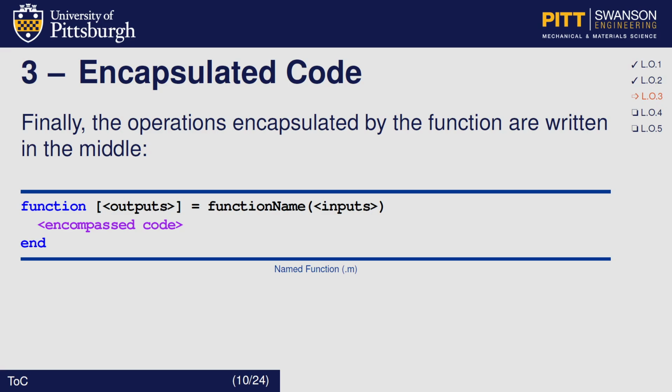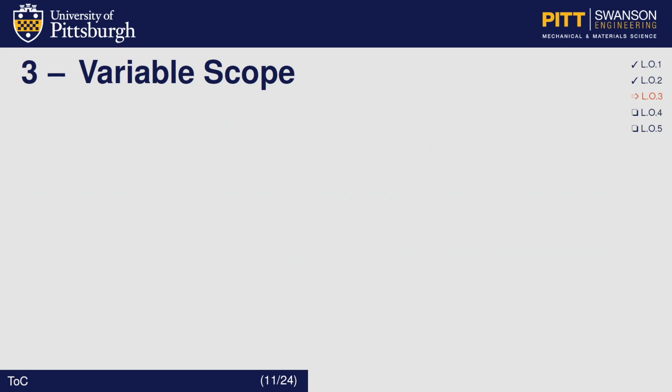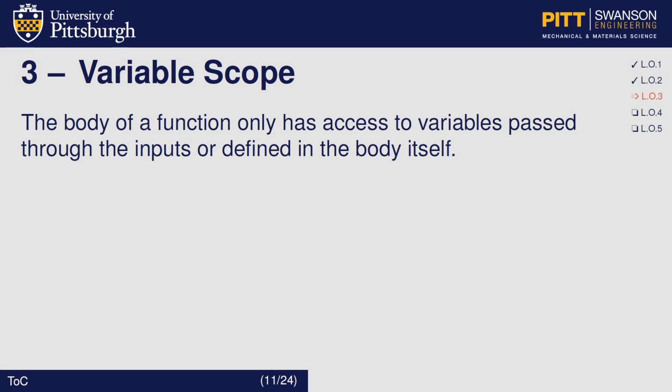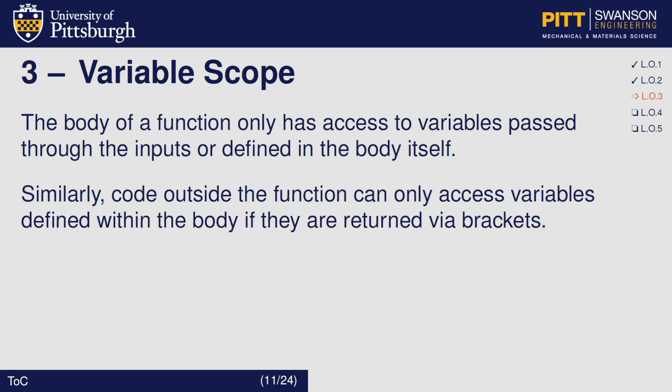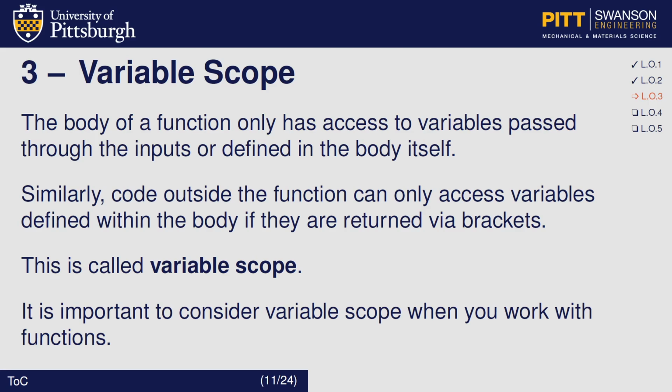Before we take a look at an example, note that the body of a function can only access variables that were either passed into it via the inputs in parentheses or that were defined in the body itself. And similarly, code outside the function cannot access variables defined within the function's body unless they are returned via the outputs in brackets. This is a concept called variable scope. It is very important to consider variable scope when you work with functions to make sure that you are keeping track of what information is actually accessible in different parts of your code.